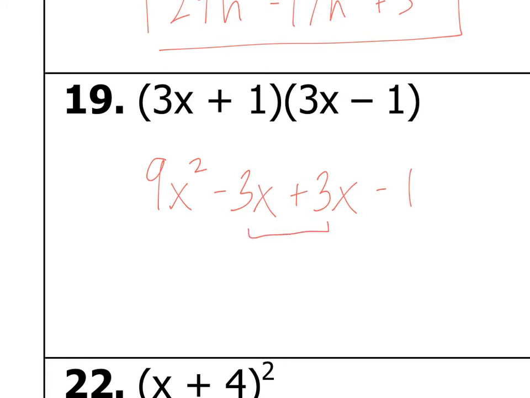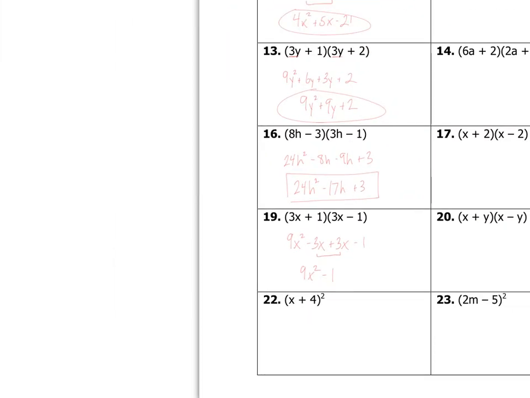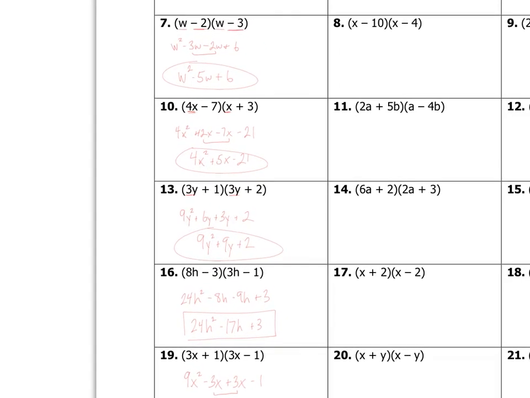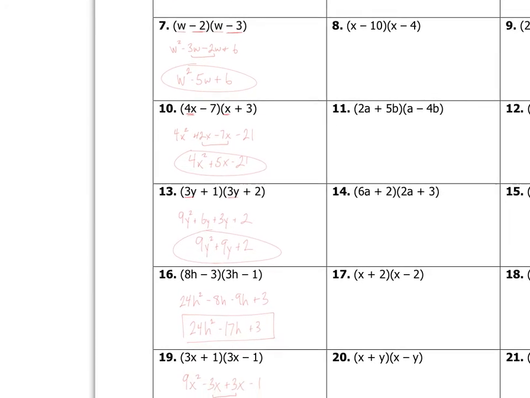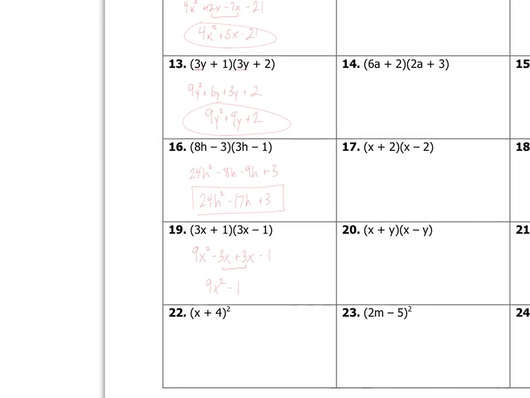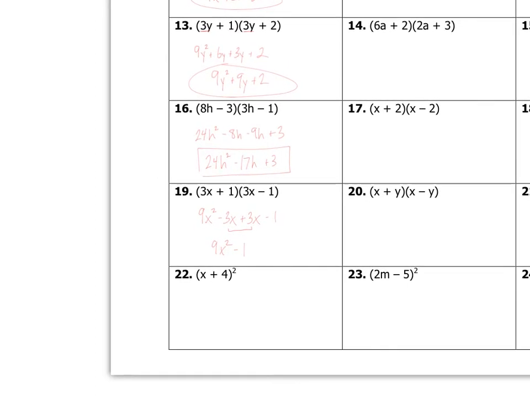Simplify. Here's what always will happen with these. My inside terms, my two middle terms, cancel out. Negative 3x plus 3x was 0. Gone. There you go. So we end up with 9x squared minus 1. Interesting. So we had two binomials, and in all of our other answers we've gotten three terms, a trinomial, to be technical. This one looked exactly the same as all the other ones, but we only end up with two terms left. We end up with this binomial left. So, interesting.